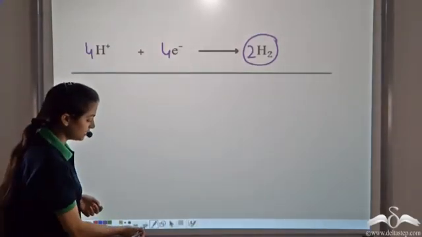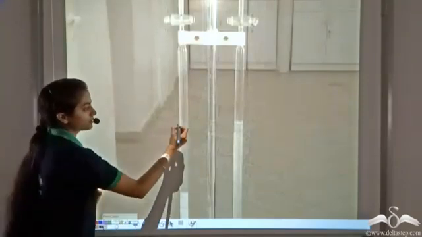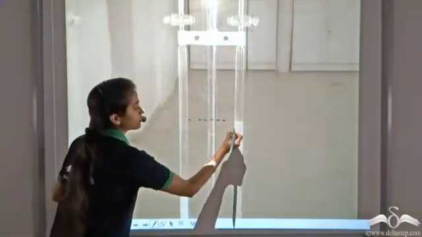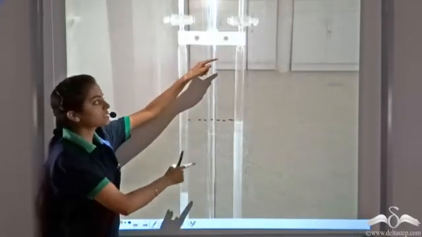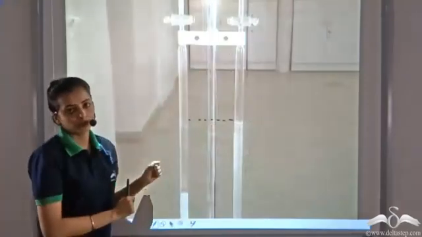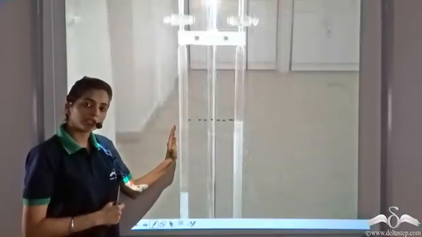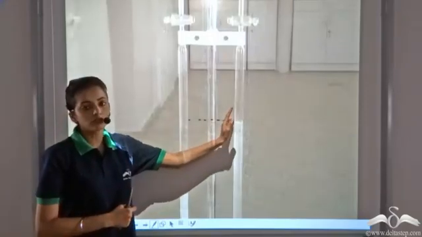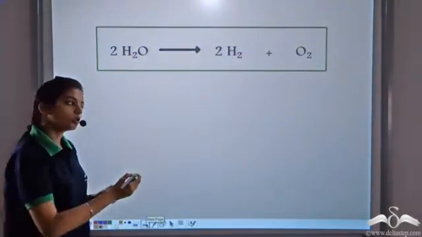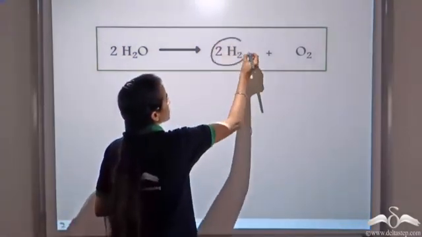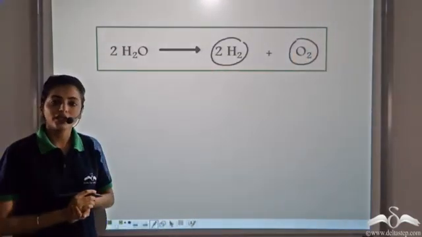And this is the reason why during the electrolysis of water, we see that the volume of hydrogen formed at the cathode is double the volume of oxygen formed at the anode. As we saw from the reactions, the volume of hydrogen formed at the cathode is twice the volume of oxygen which is formed at the anode. So the electrolysis of water gives us 2 volumes of hydrogen and 1 volume of oxygen. So these are the products of electrolysis of water.